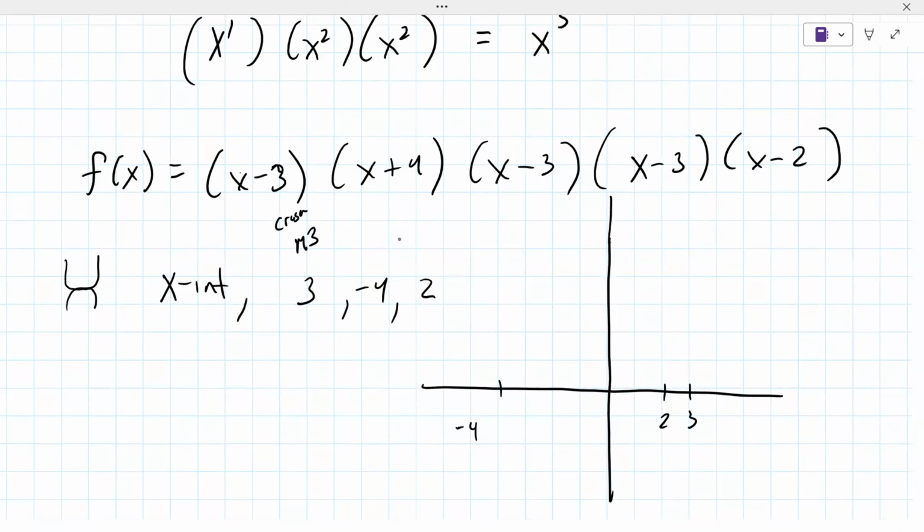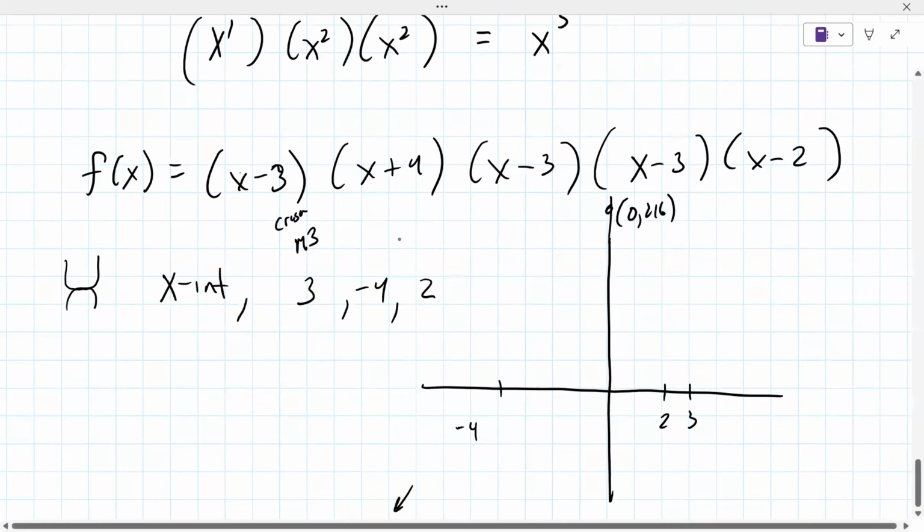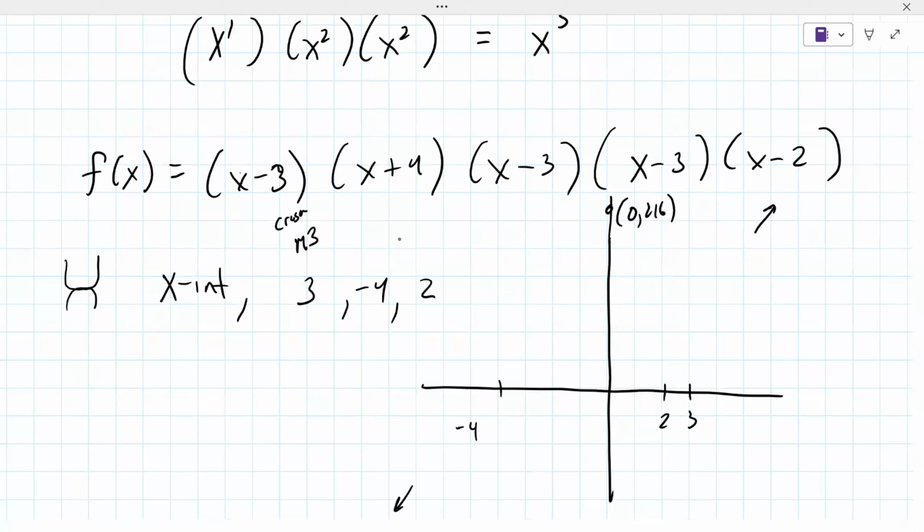And then, like you said, you got 0, 2, 16 up here. That was correct. Because it's degree 3, you know that it starts low and ends high, especially since the leading coefficient is positive, which you said earlier. So at -4, it crosses at 2. It also crosses at 3. It does kind of this sideways thing.